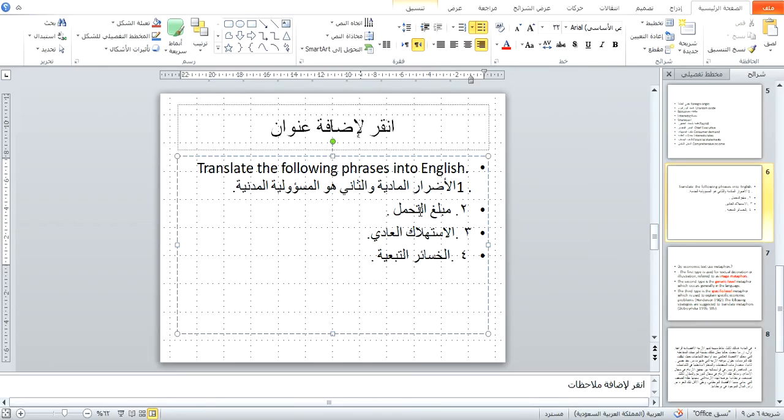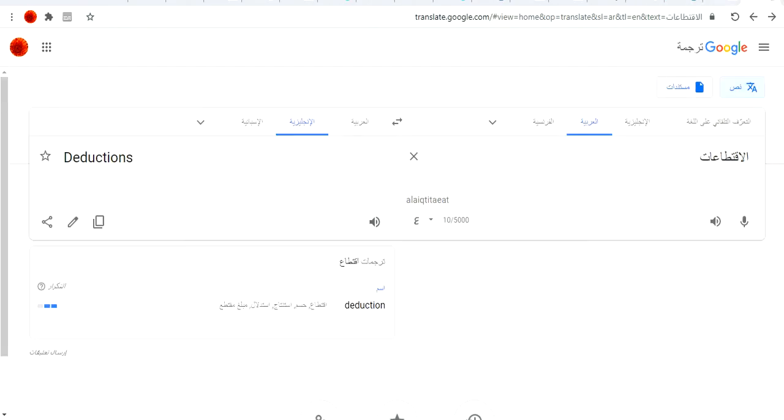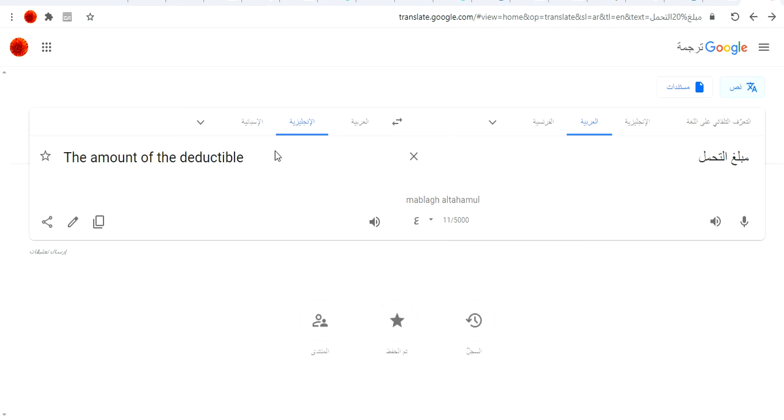خلونا نترجم, let's translate مبلغ التحمل. First I'm gonna google it، رح أروح على جوجل and write, let's say, مبلغ التحمل the amount of deductible. Well, now I'm not sure if it's the right translation or not.